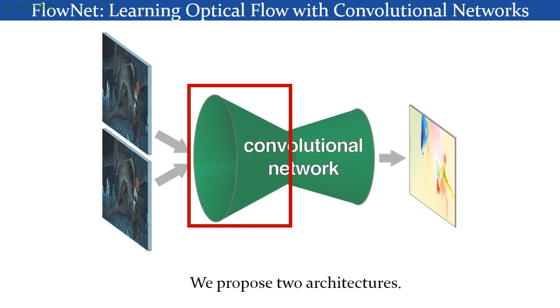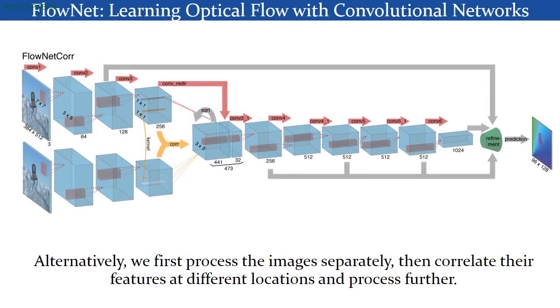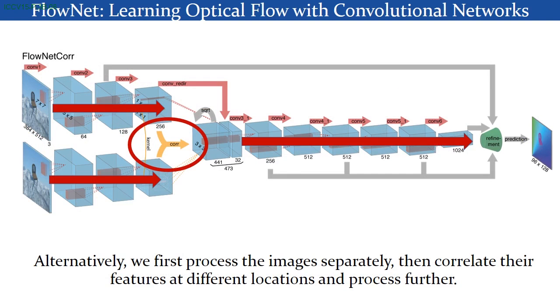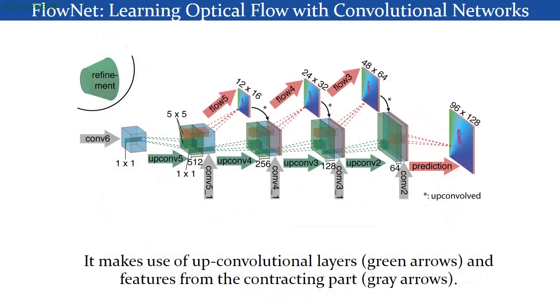We propose two architectures. In a simpler one, we process two stacked images jointly. Alternatively, we first process the images separately, then correlate their features at different locations, and process further. The expanding part of the network produces the high-resolution flow. It makes use of upconvolutional layers and features from the contracting part.